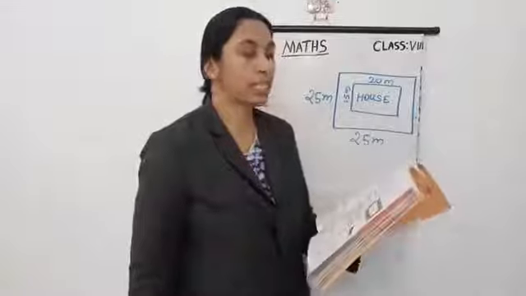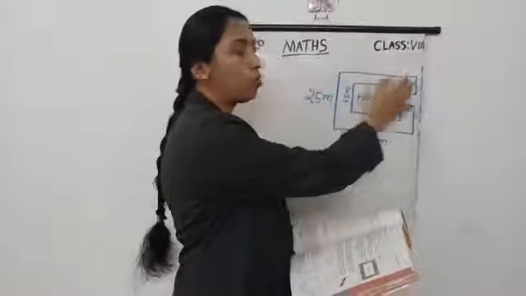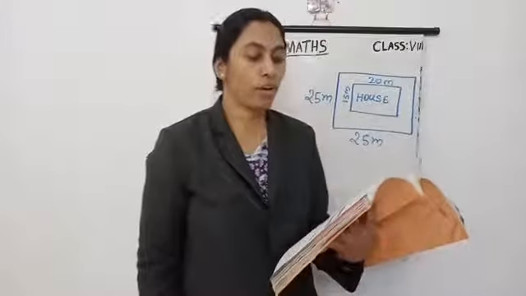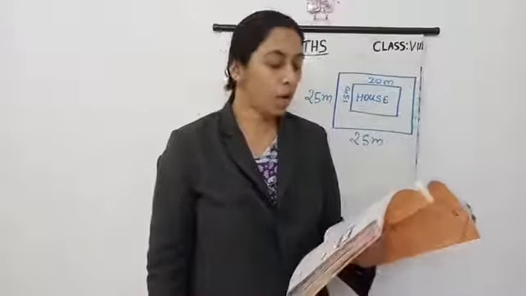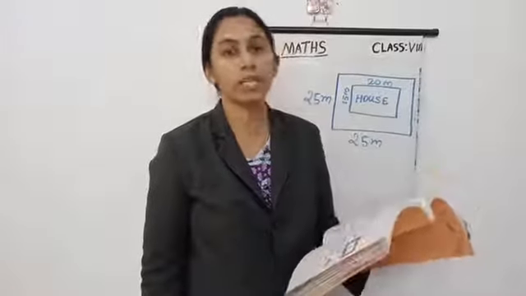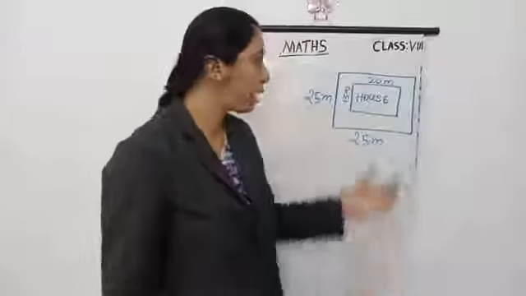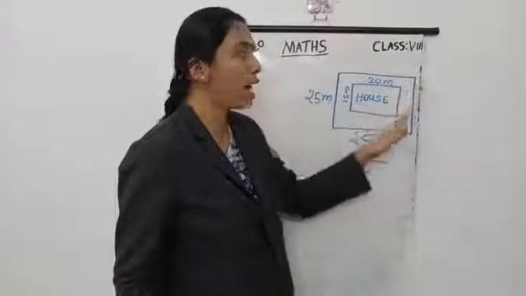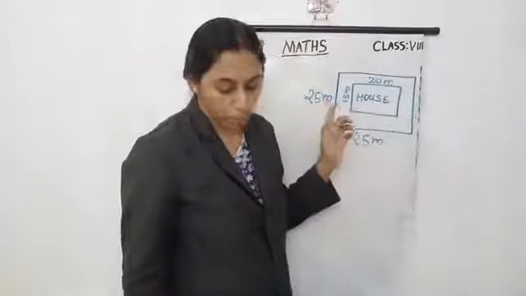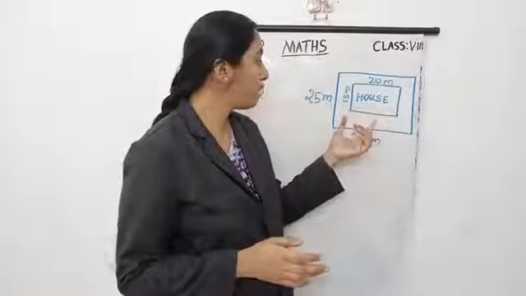A garden is developed around the house. This is the garden around the house. Find the total cost of developing a garden around the house at the rate of rupees 55 per meter square. So here we need to find the total cost of making a garden around this house. So per meter square the rate is rupees 55.